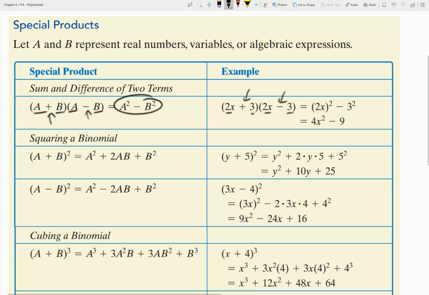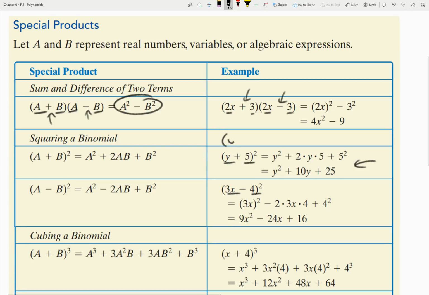Squaring a binomial, either with a sum or a difference. It's always going to be a squared plus or minus, depending on which one, 2ab plus b squared. No matter what the two terms are, when you're squaring a binomial, the technique can always be the same. So if we look at the first one right here, we would just take y squared plus 2 times y times 5 plus 5 squared as a shortcut.